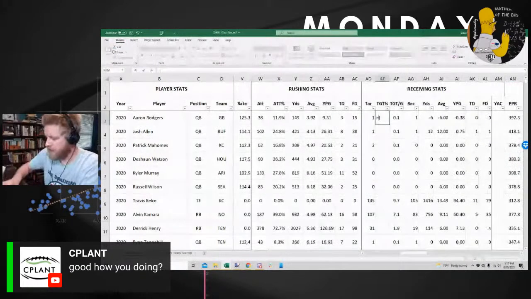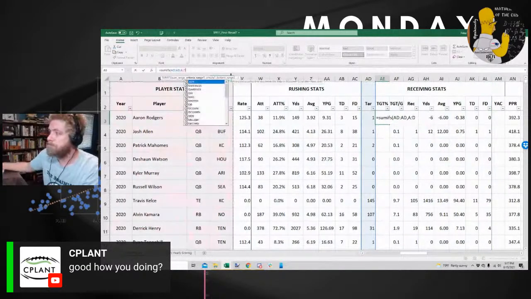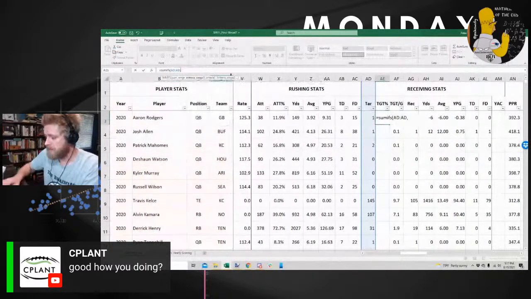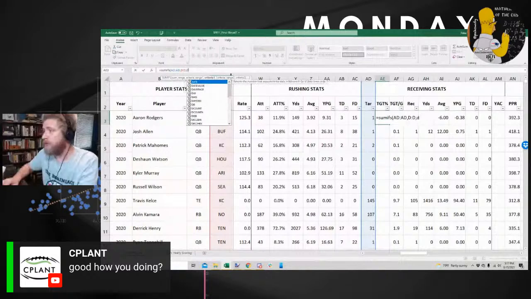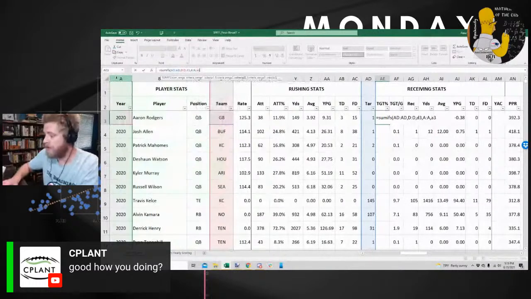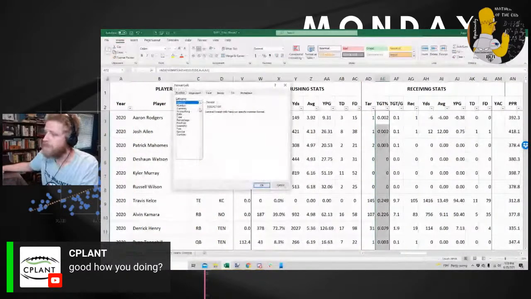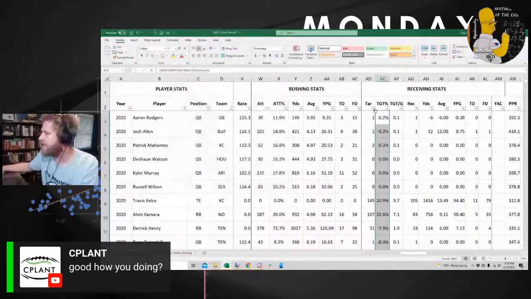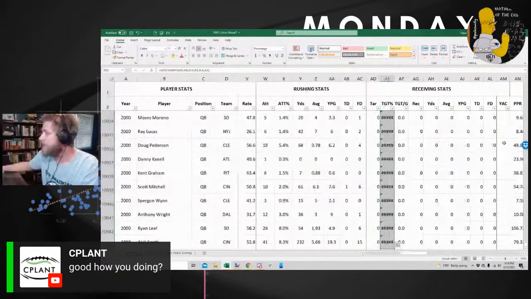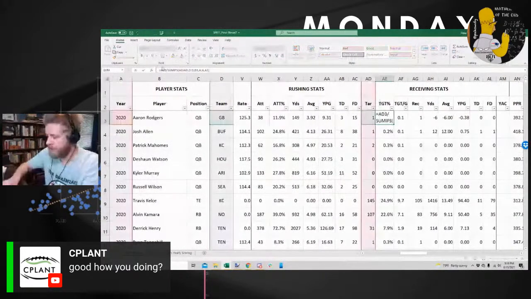Target share, same thing. So if it's sum of targets for this team, this year. Divide players' targets by team targets, you get target share. Yeah, this is why I normally don't just stream work, because it's the opposite direction, and it's not exactly thrilling. It's not gameplay, you know what I mean?